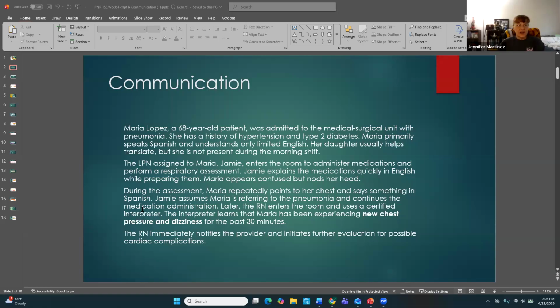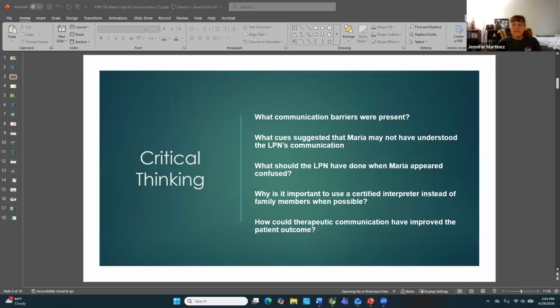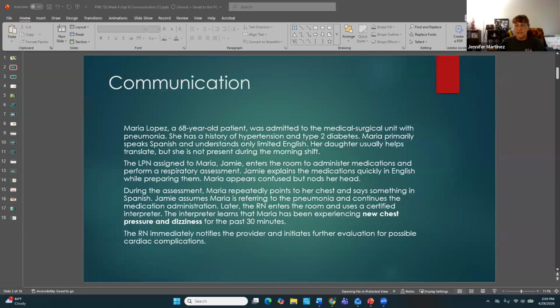All right, so first, what communication barriers were present in that scenario? Language. Absolutely. Language was probably one of the biggest ones, right? So what cues suggested that Maria may not have understood the LPN's communication? And it can go back. So what cues gave us that potentially Maria did not understand what the LPN was saying?